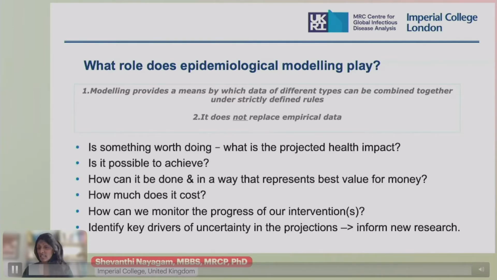It can ask many questions, like, is it worth doing something? And what is the projected health impact? Is it possible to achieve something particular that you are looking for? How can it be done and in a way that represents best value for money? And how much does it cost overall? How can we monitor the progress of our intervention? Importantly, it can also identify key drivers of uncertainty in the projections, and this in turn can inform new research.